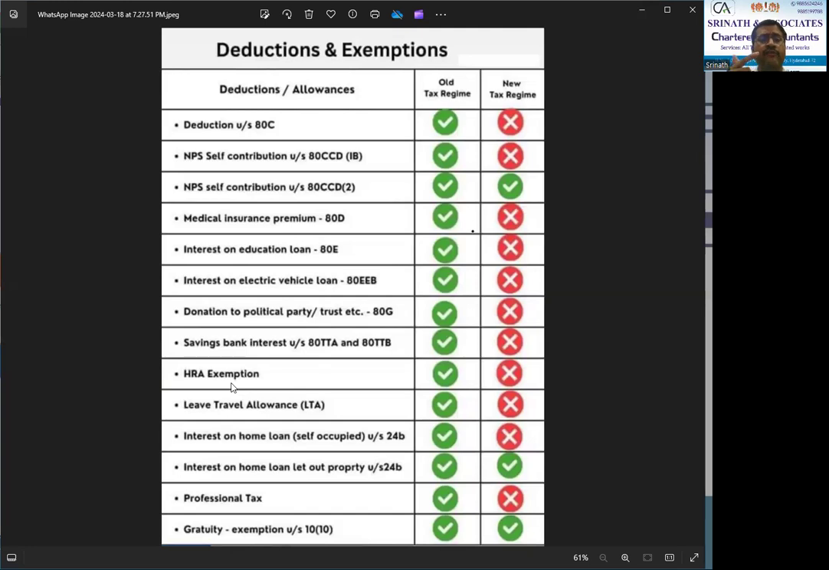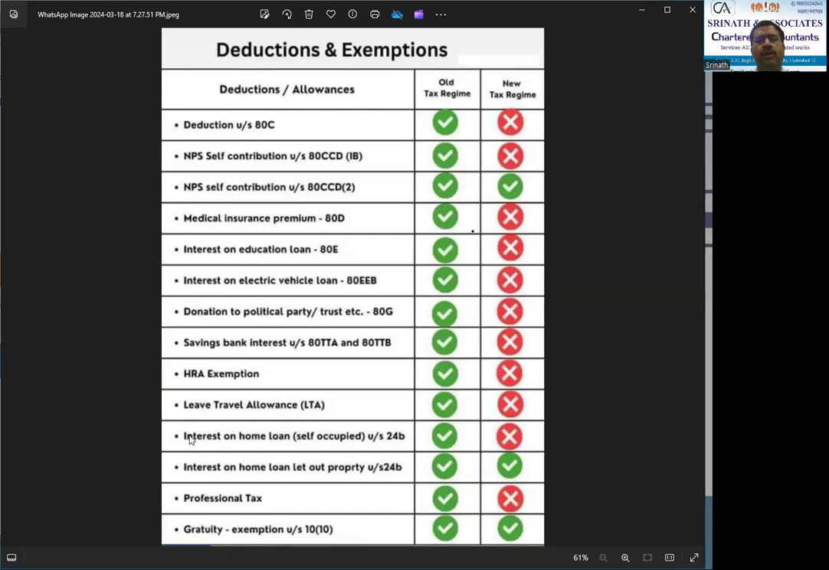So you have to be careful, especially for employees. Whenever you are telling your employer, you have to be careful. If you have house rent paid, then better go and opt for the old scheme instead of the new scheme in order to avail the exemption under section 10 subsection 13A. In the same way, leave travel allowance, this is also only for salaried employees. This will be available only under the old scheme.